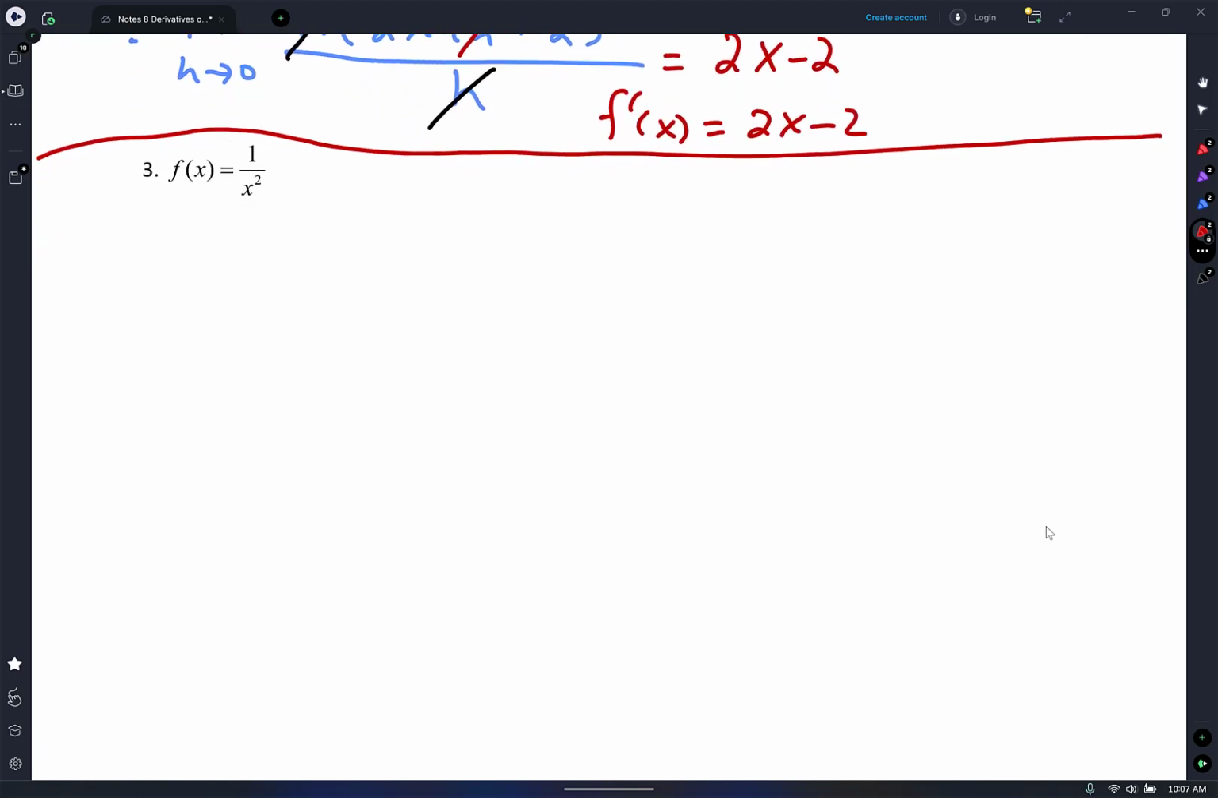All right, here we go, guys. Here we go. So on this one, remember the algebra is what's going to hold you guys back, not the calculus.